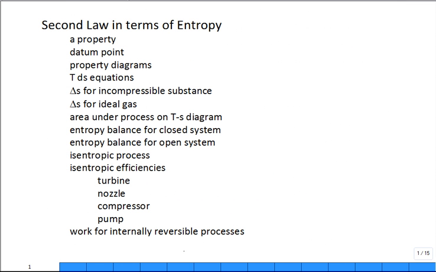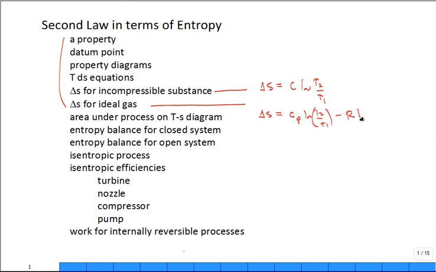So we've covered a lot of material in the first lecture on entropy. We went all the way through entropy change for an ideal gas. Do you remember something like for an incompressible substance, change in S is equal to C natural log of T2 over T1? It looks very similar for an ideal gas. Change in S is equal to C sub P natural log of T2 over T1.